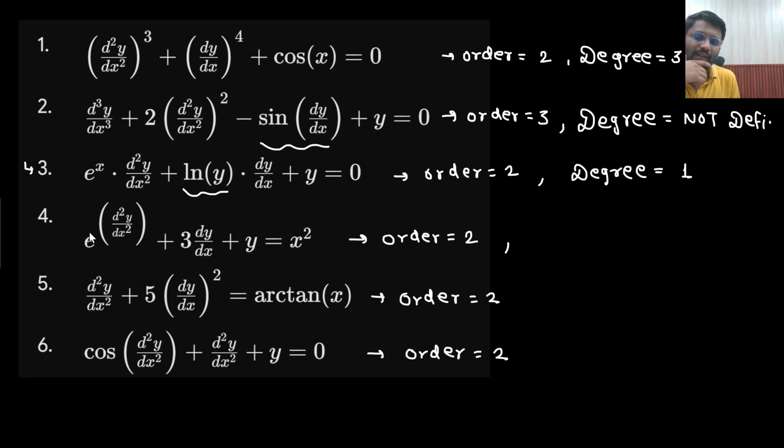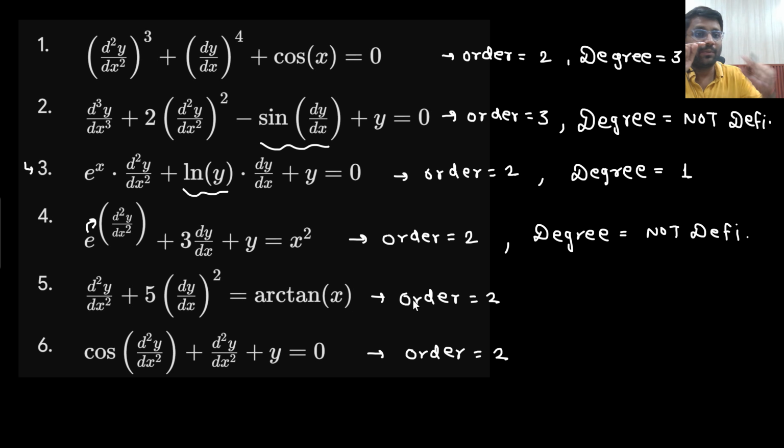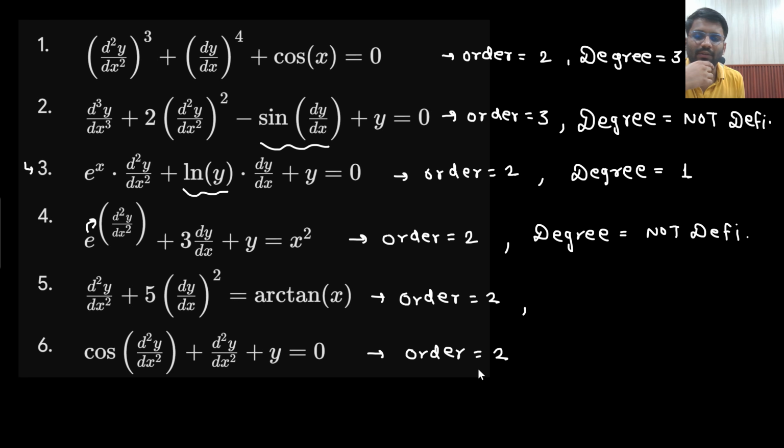Next example. Exponential. In the exponential, you are having d2y by dx2. Degree not defined. So we only care about the derivatives, not about the y. Y does not matter. Y will matter when we talk about linearity. Here, y does not matter, but when we talk about linearity, y will matter. So that we will see later on.